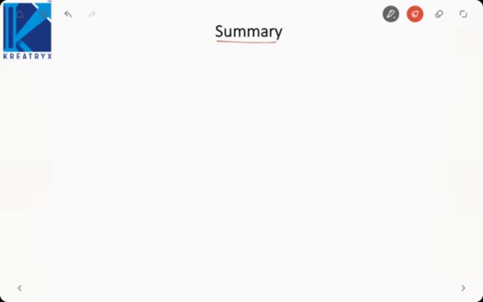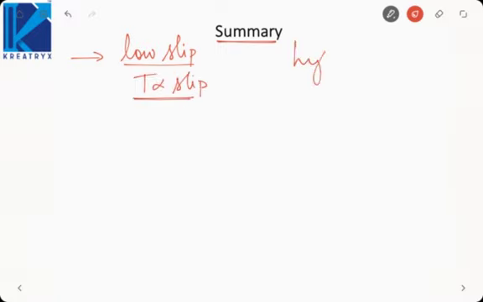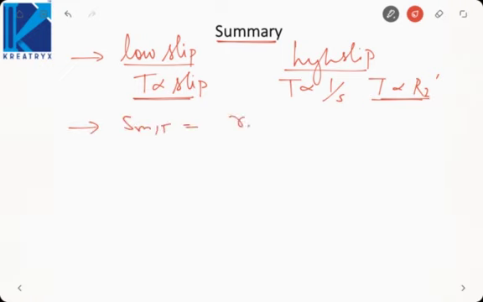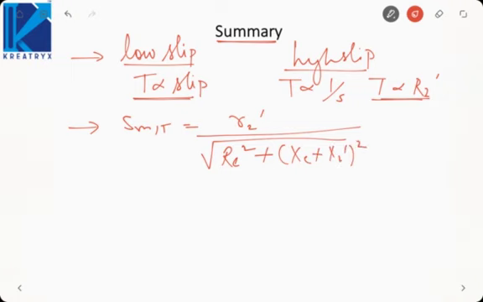So let us summarize what we have learnt in this lecture. We saw that at low slip, torque is directly proportional to slip. And at high slip, torque is inversely proportional to slip, but torque is directly proportional to rotor resistance. That is why at starting, high resistance is preferred, so that we have a high starting torque. Then we saw the condition for maximum torque. The slip for maximum torque is R2 dash under root RE square plus XE plus X2 dash square.